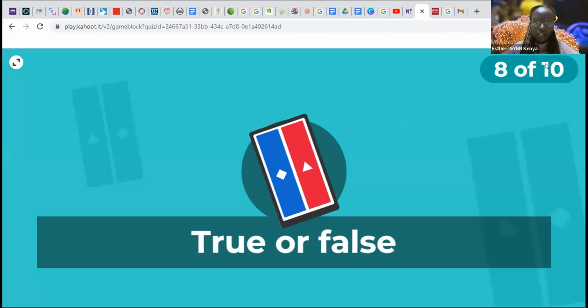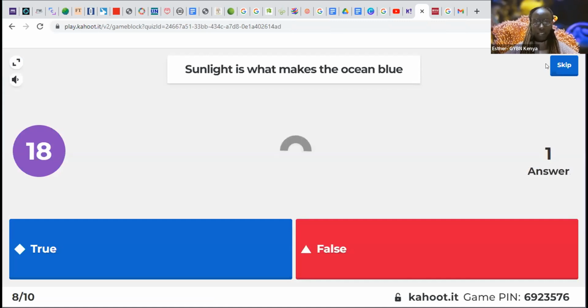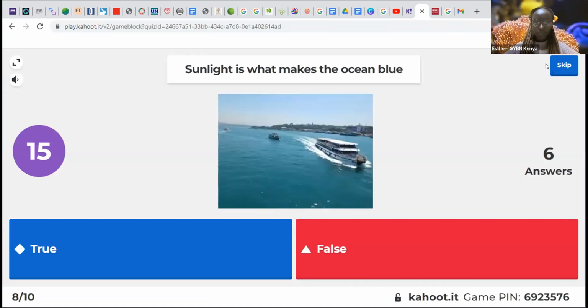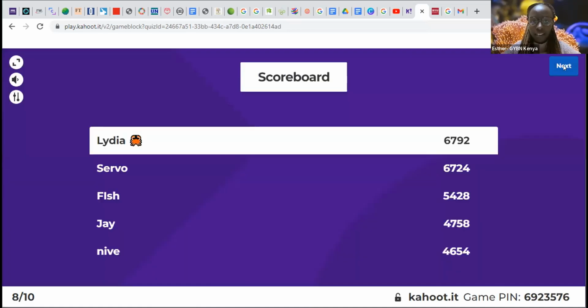We have the eighth question. Where does the color of the ocean come from? Does it come from the sunlight? The blue color of the ocean. Thank you so much. So Lydia is still at the top, and now we have a crab that has appeared on the leaderboard. We go to the last question, I think.